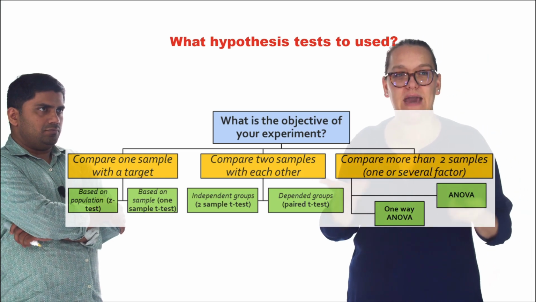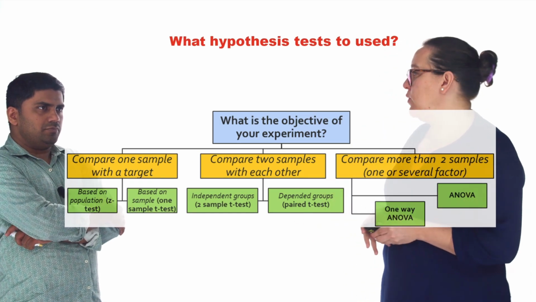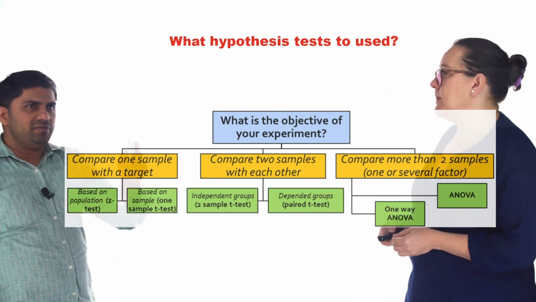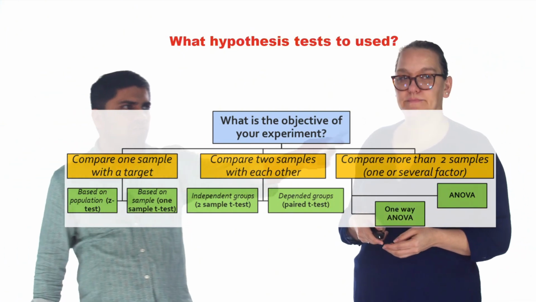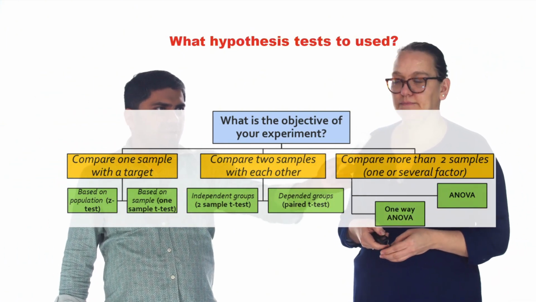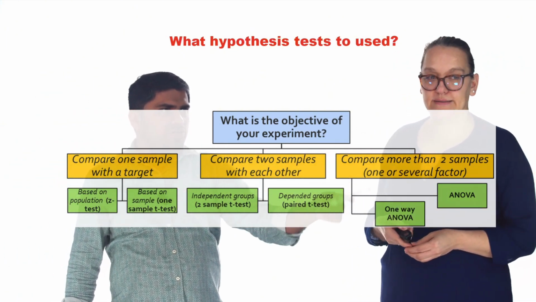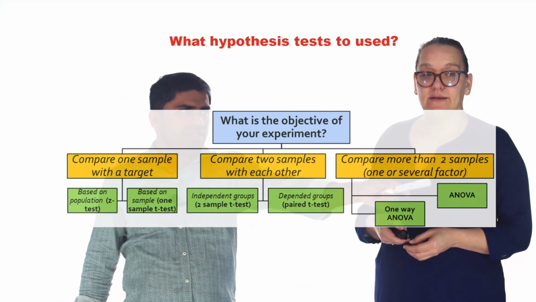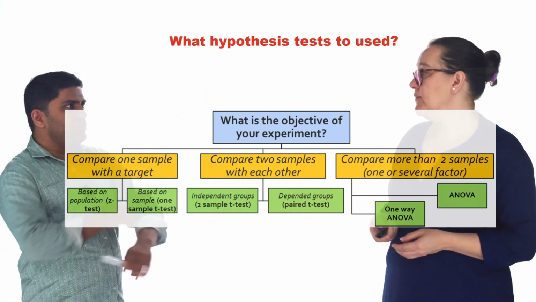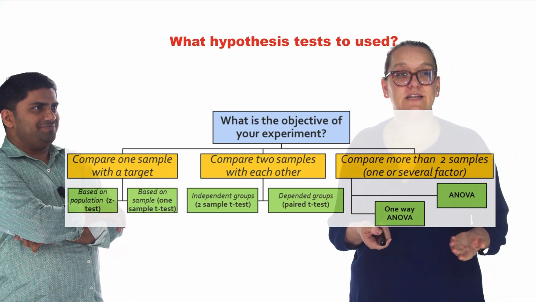So for your case, which one do you think we should use? So in my case, not one sample and not two. I have more than two samples. Yes. And I have more than one factor. Yes. So it is not one-way, it is the general one. We have to go with general ANOVA. You will use the general ANOVA.